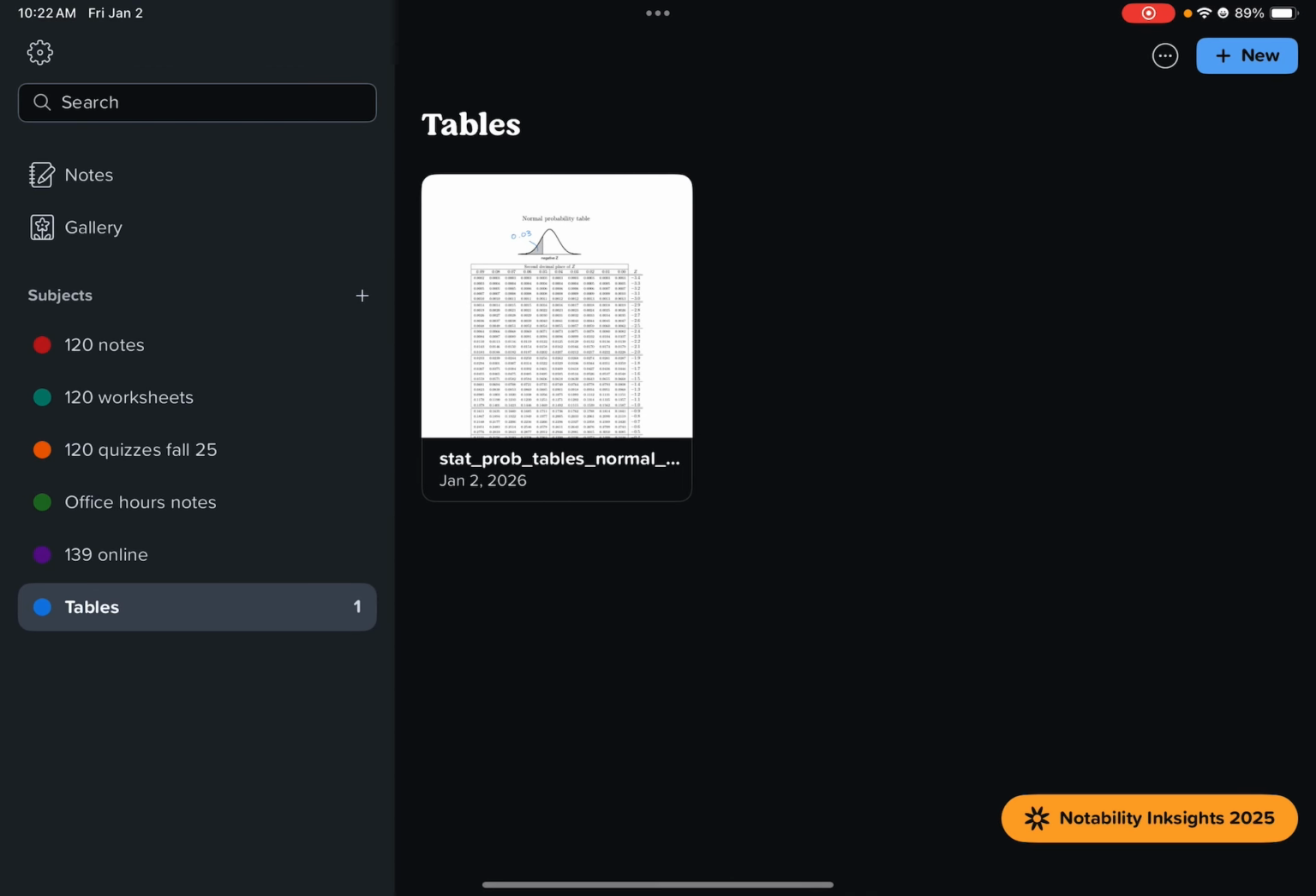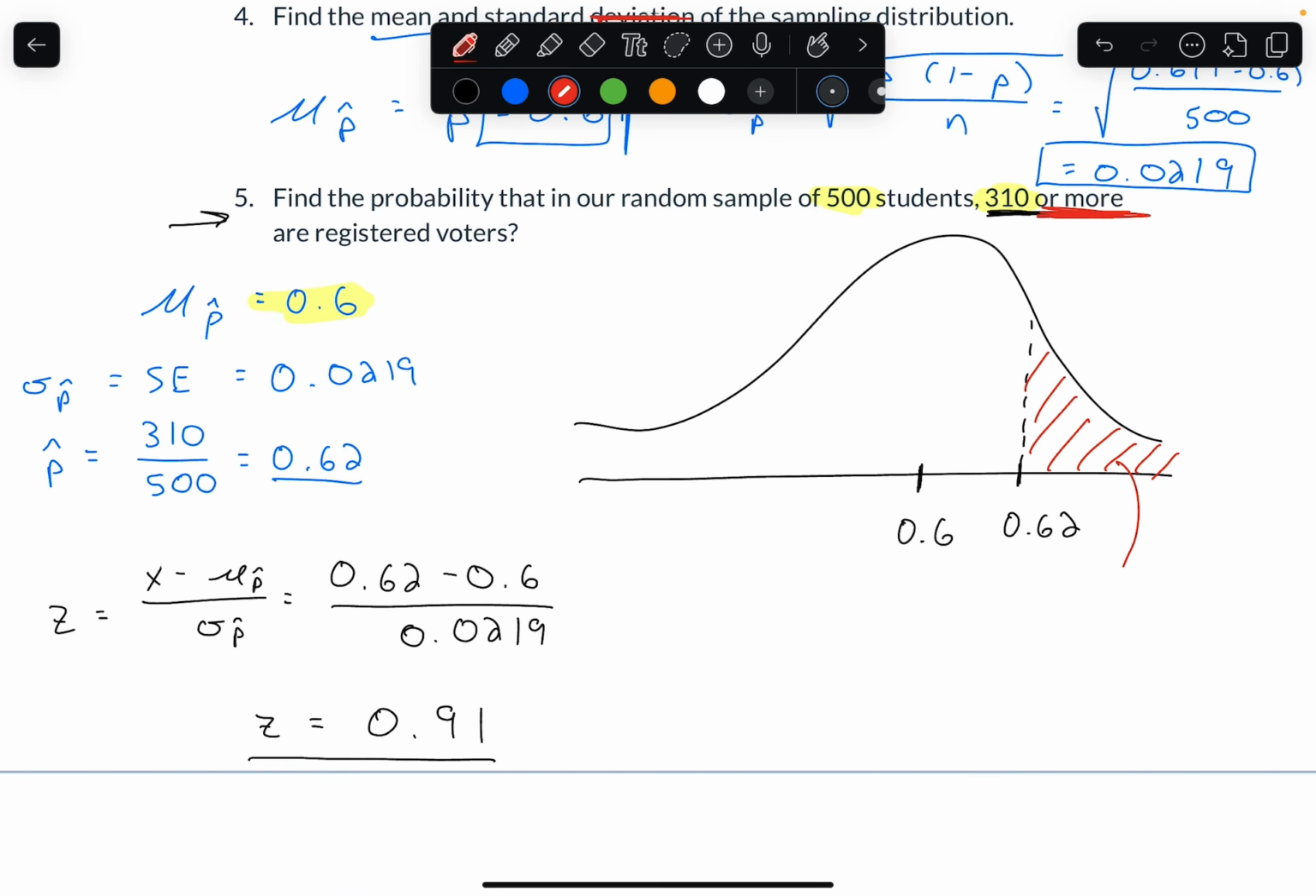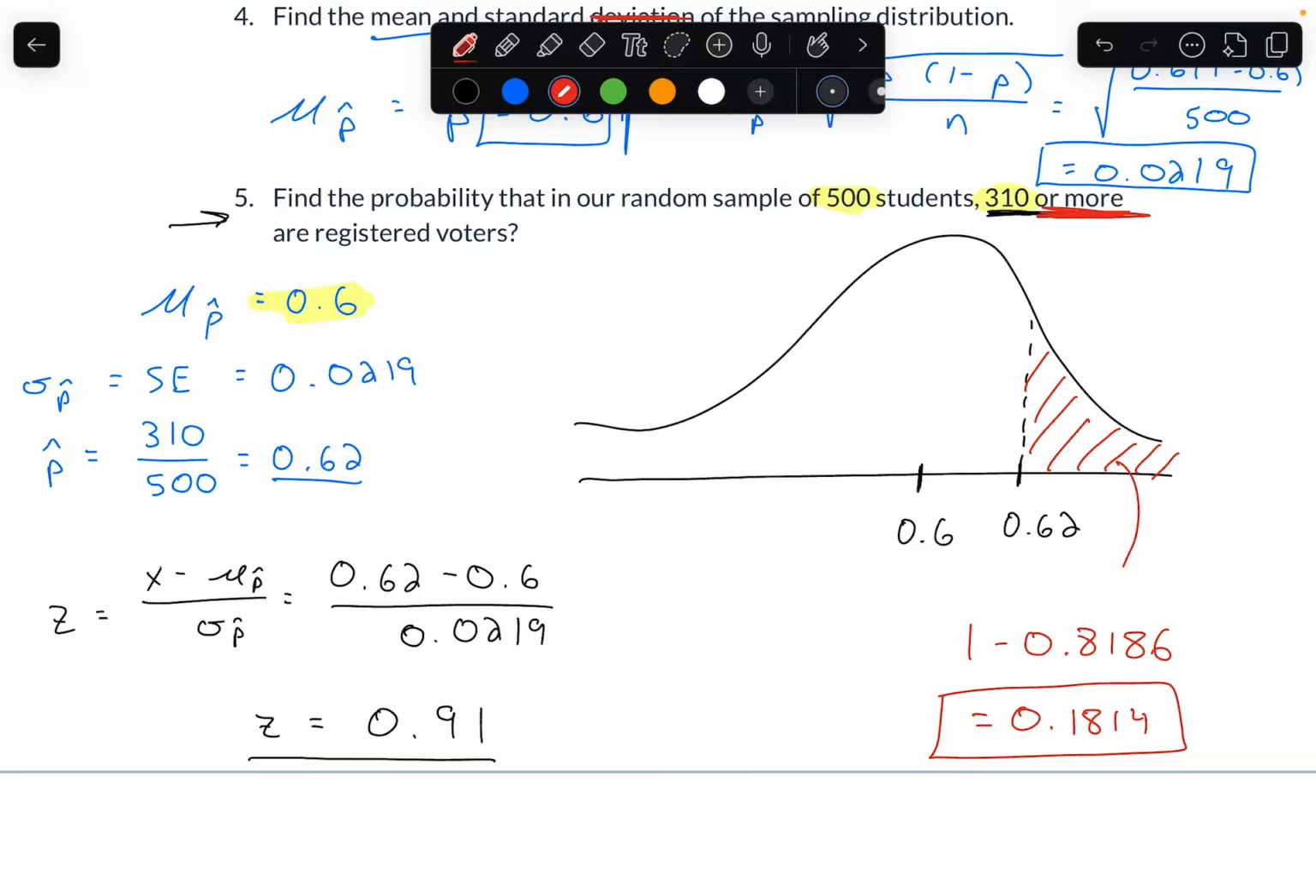Let me hop back to this example. To find this area, I want 1 minus 0.8186. This will tell me my probability. So 1 minus 0.8186 gives me 0.1814. There is my answer. So it takes a little bit of setup with these, and as with all of our normal distribution problems, I think a drawing is really going to help you out. Make a quick rough sketch, along with listing what your mean is and what your standard deviation is.